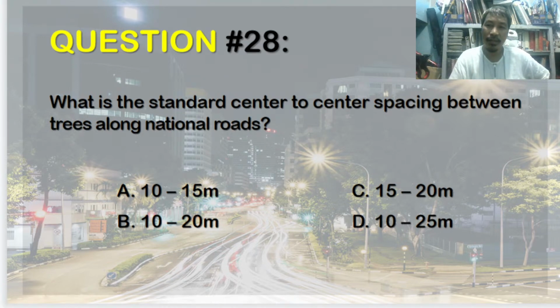Letter A, 10 to 15 meters spacing. Letter B, 10 to 20 meters. C, 15 to 20 meters. D, 10 to 25 meters. Center to center spacing between trees.